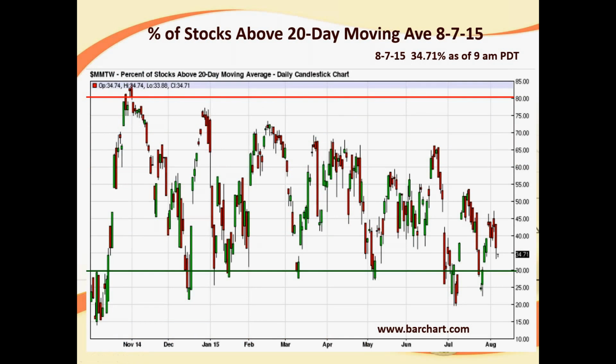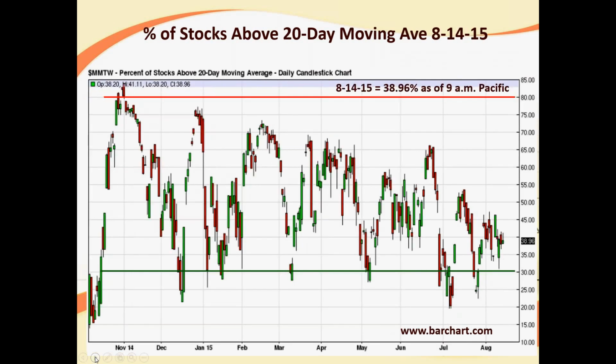So here's where we were last week in the percentage of stocks above their 20-day moving average, and we explained last week why this has become an important indicator. We're down here about 34, and the market did bounce a little bit from that. And here's where we are today. Here's last week. Here we are today.